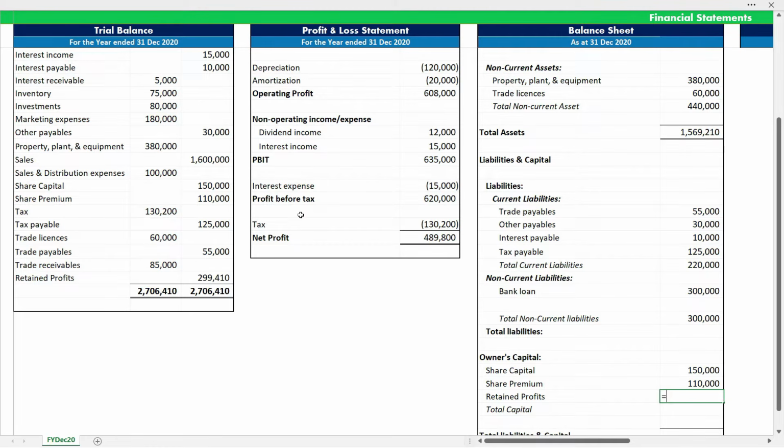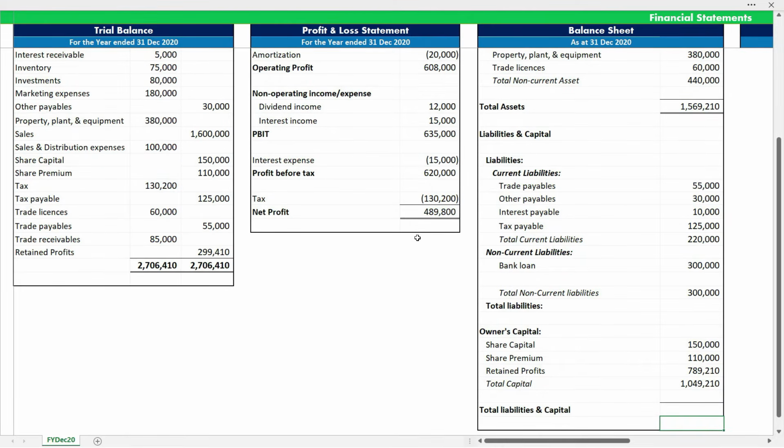Now let us see this. From the trial balance, I'll pick up this value, but I will also add the net profit from my profit and loss statement, and that will give me my total capital. So I'll add these three, and that gives me my total capital.